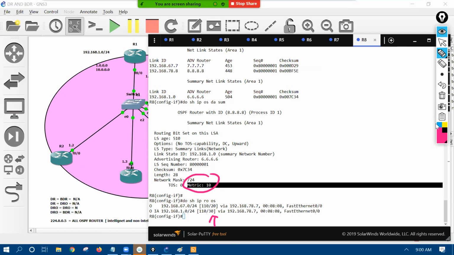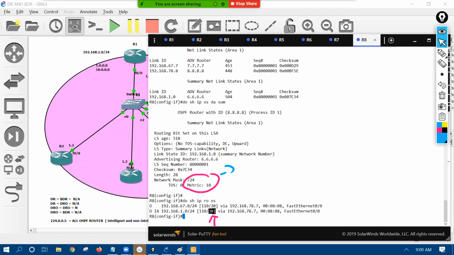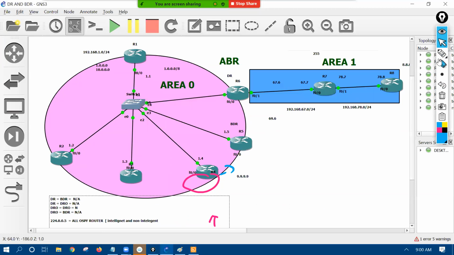See, this metric is just going to tell you how far the ABR is from me, right? It is something like that. See what happened. This is the metric, right? This 30 metric reaches to this point. So when the route is coming to this guy, the R6 router, the metric is just 10.